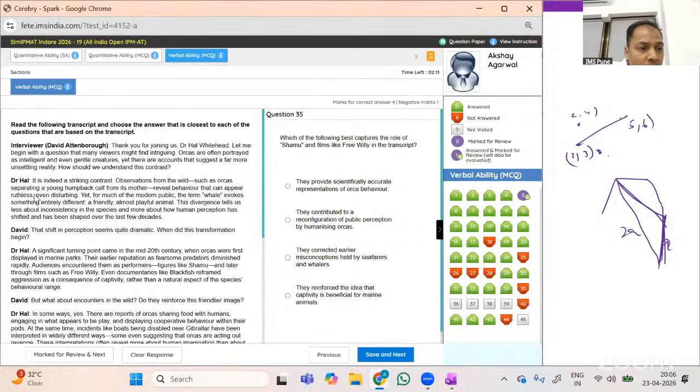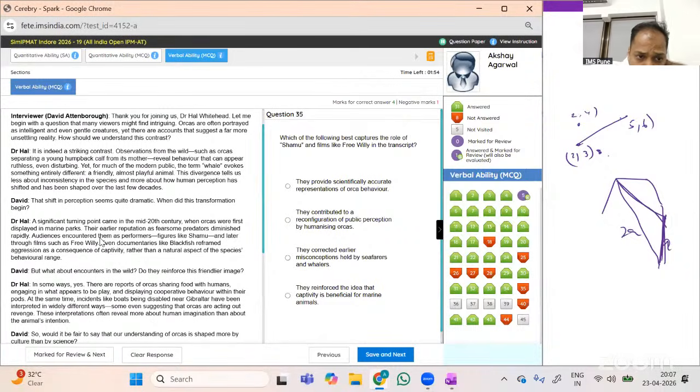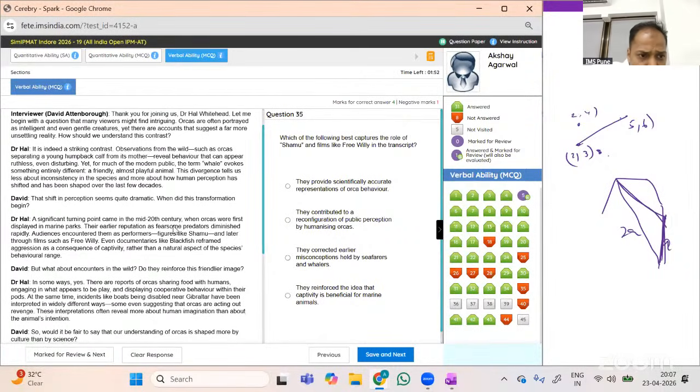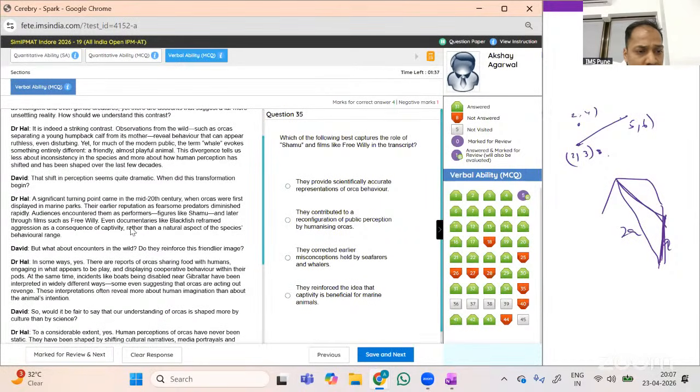Observations from the wild, such as orcas separating a young humpback whale from its mother, reveal behavior that can appear ruthless. Yet for such a model, the whale is an entirely friendly, almost playful animal. The divergence tells us less about impulses. That shift in perception came when a significant turning point arrived in the mid 20th century, when orcas were first displayed, and their earlier reputation as fierce diminished rapidly. Audiences encountered performing figures like Shamu and later Free Willy, and even documentaries like Blackfish reframed aggression.